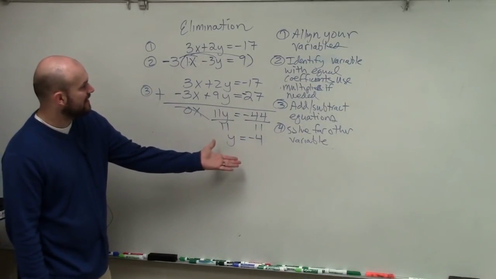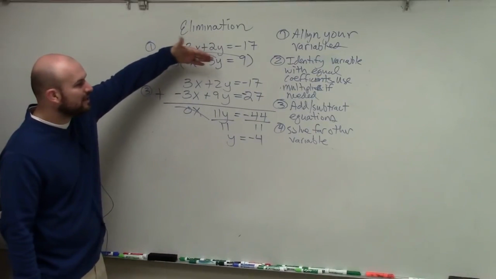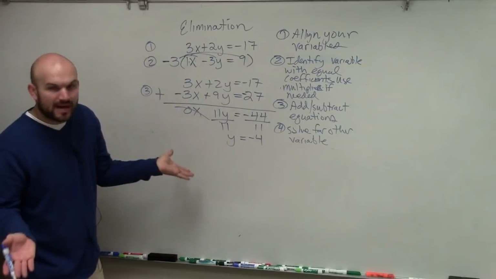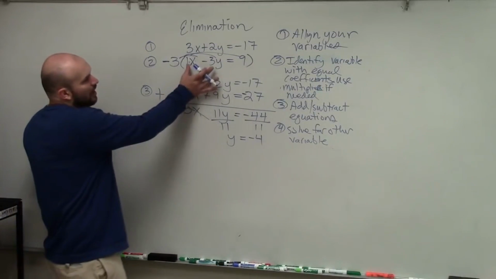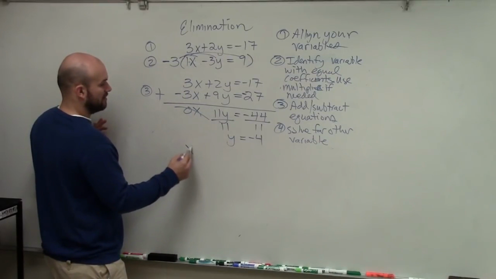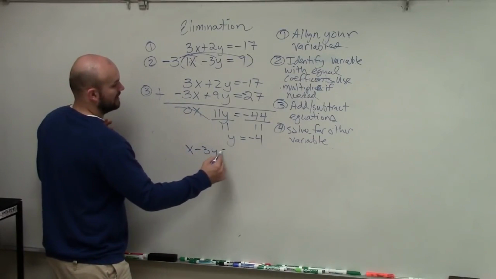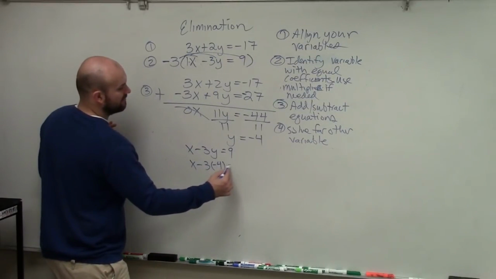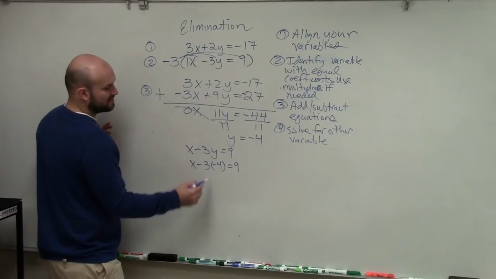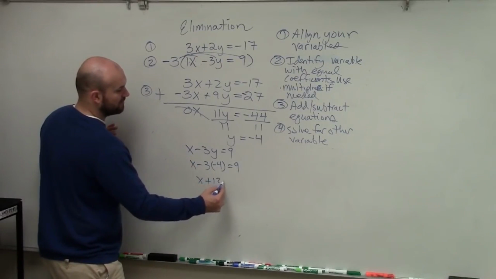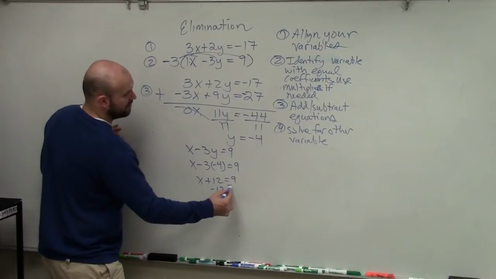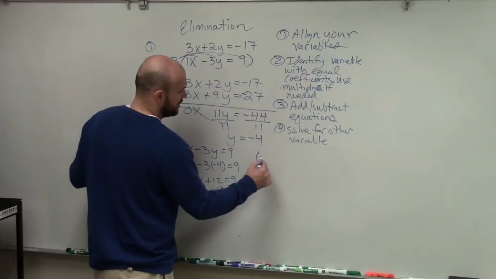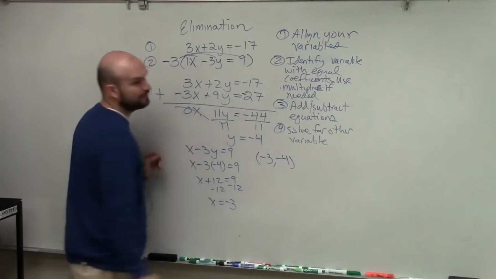So now I need to find the value of x. So I can plug it into any one of my equations. You could plug it into this equation, that equation, this equation, that equation. It doesn't really matter. You're just going to want to pick an equation that's going to work for you. I'll choose this original equation to plug it in for. x minus 3y equals 9. Take y equals negative 4. x minus 3 times negative 4 equals 9. Negative 3 times negative 4 is going to be a positive 12. x plus 12 equals 9. Subtract 12, x equals negative 3. Now I have a solution of negative 3, negative 4.